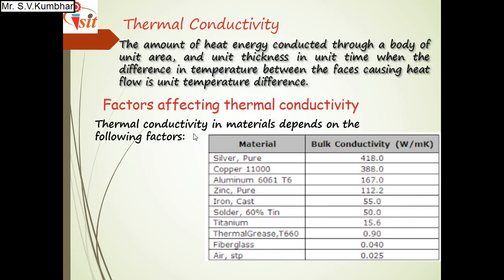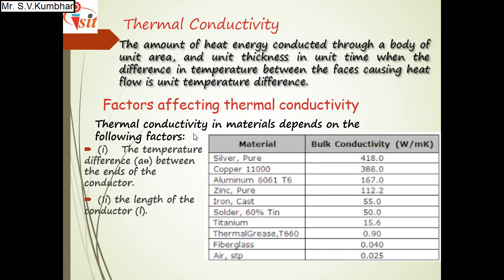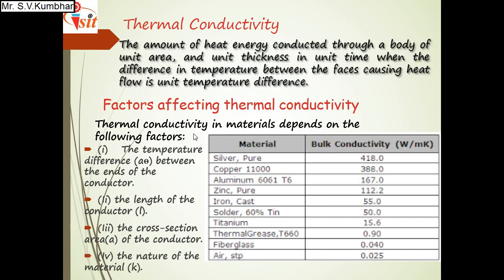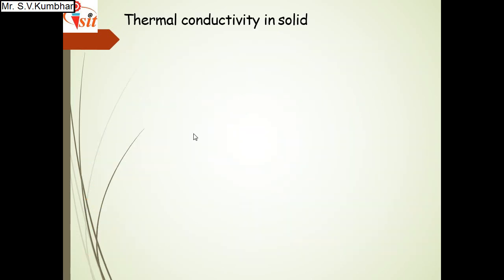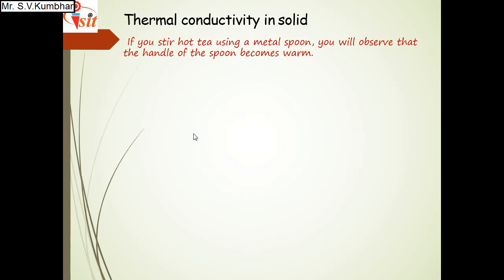So, factors affecting thermal conductivity. Thermal conductivity in a material depends on the following factors. First, the temperature difference between the ends of the conductor; second, the length of the conductor; third, the cross-sectional area of the conductor; and fourth, the nature of the material.